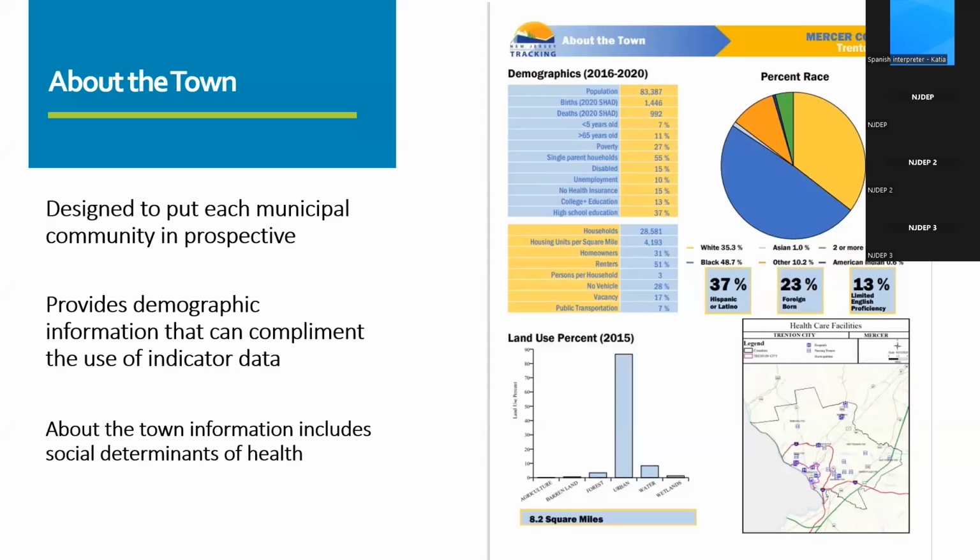So this is a fun one, every report has one of these. It's about the town, designed to put each of the municipalities in context from a community perspective. So it provides demographics that can complement the environmental issues and the health issues that we just talked about. And it also includes what we would determine as social determinants of health: education levels, employment levels, percent housing ownership, things of that nature. So it sets you up to take a deeper dive.